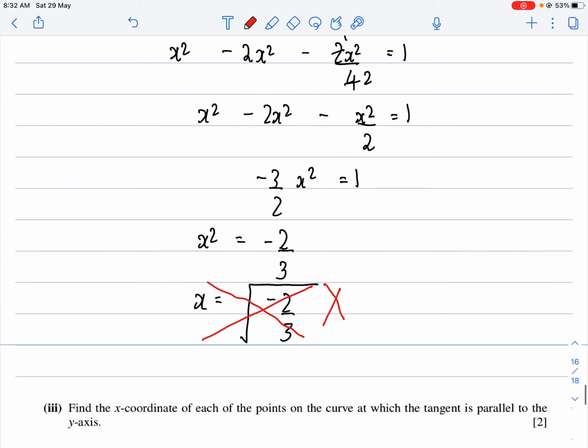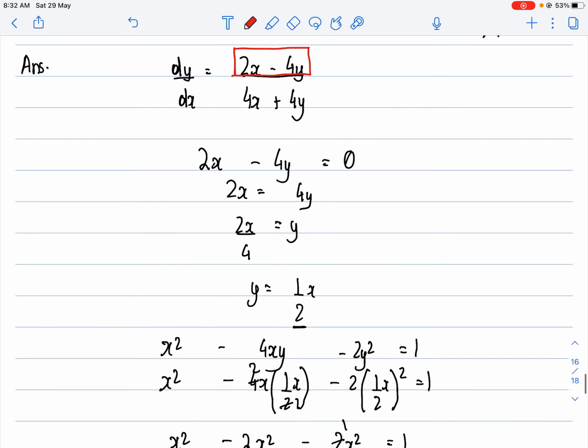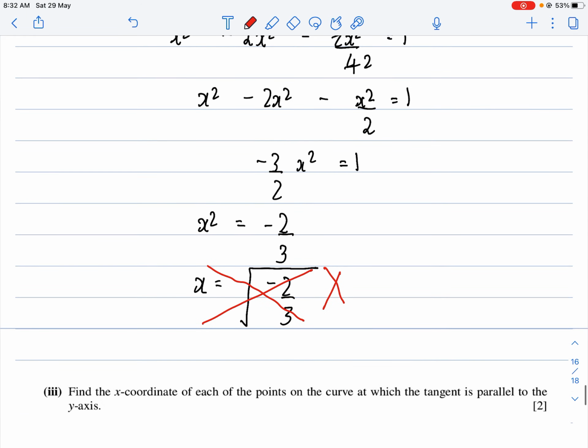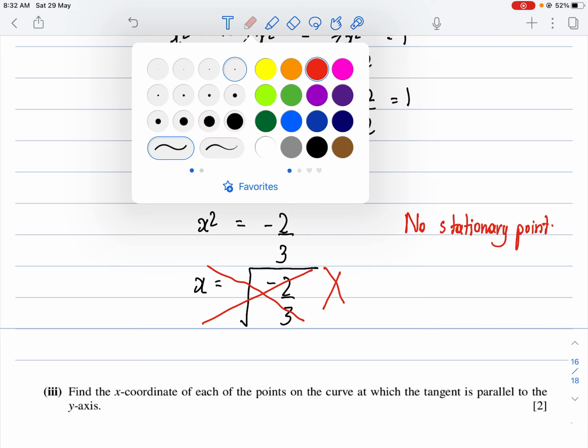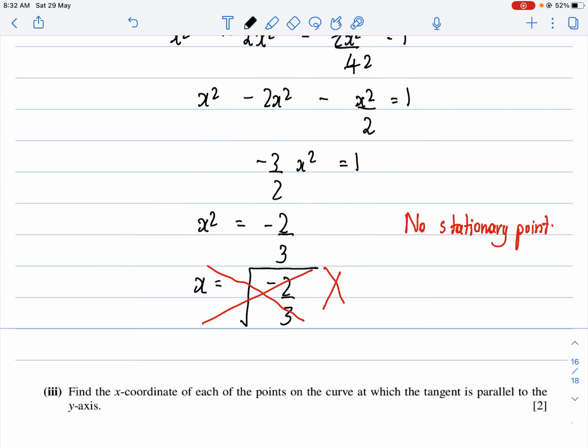That means whenever my dy by dx is equal to 0, I don't get an x coordinate. That means I can simply state that there's no stationary point, because I have no x coordinate when my dy by dx is equal to 0. So this is a very important concept you need to know.